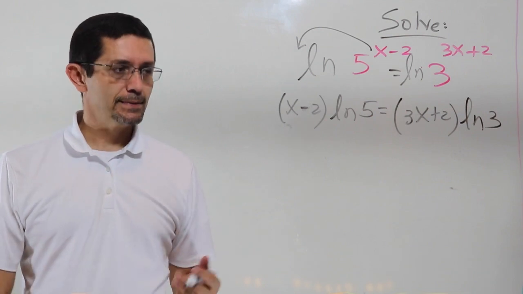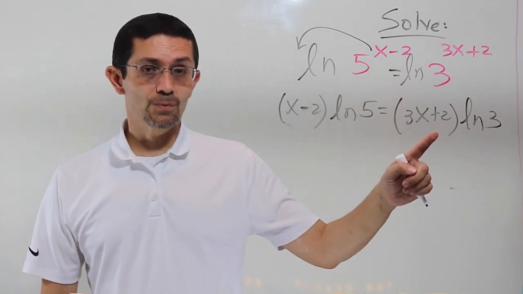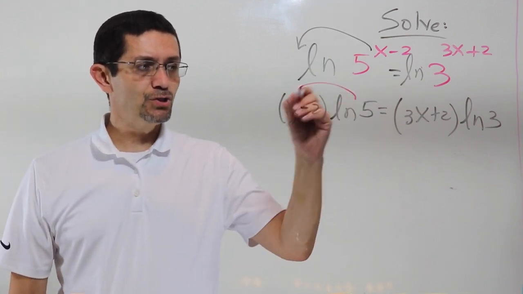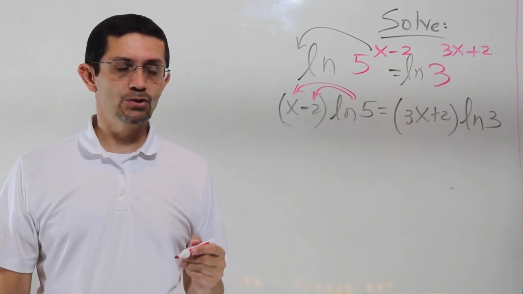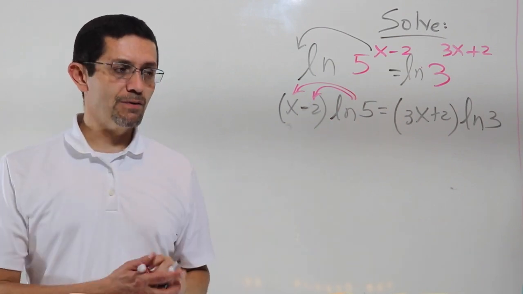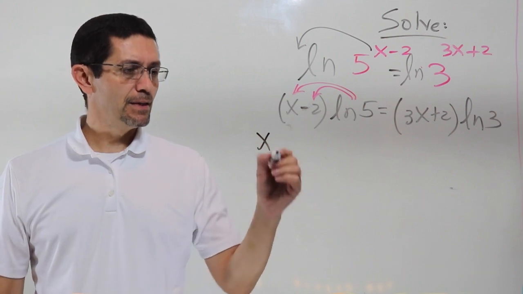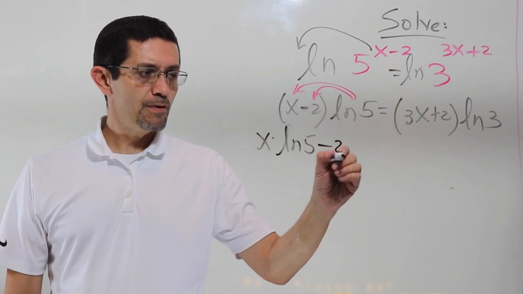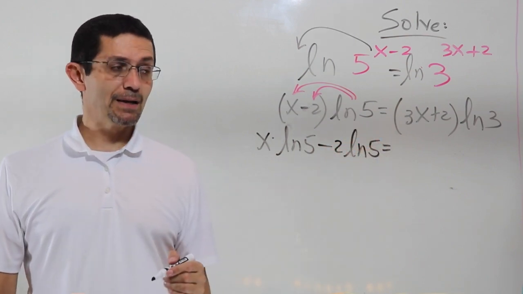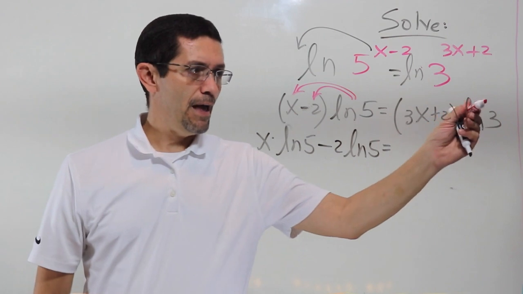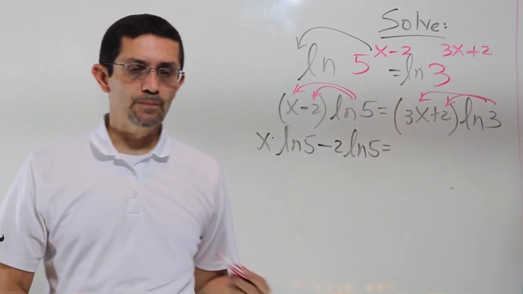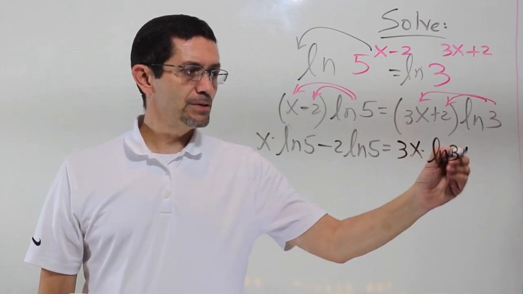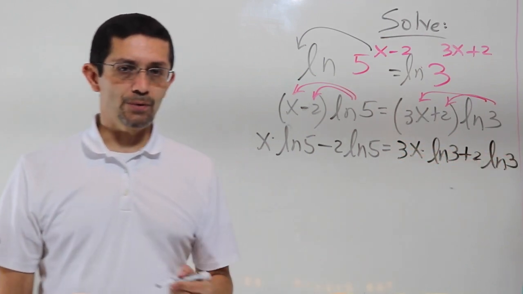But now what? If you notice, I have x on the left, x on the right side. So now we have to do a little bit of algebra. In my case, I have to distribute ln with the x and with the -2. So my ln is going to multiply each one of them. So the first one, I have x times ln of 5 minus 2 ln of 5. And that's my left side. The other side, the same idea. ln will multiply the 3x and the 2. So I have 3x ln of 3 plus 2 ln of 3.